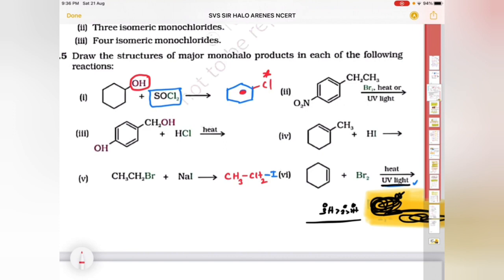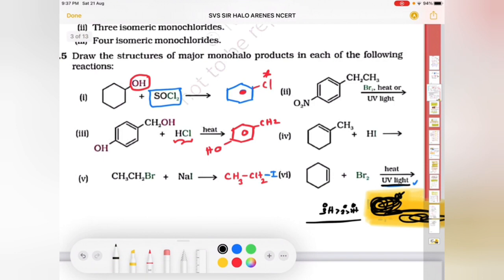Next one, if you observe very clearly, is reaction with HCl. Whenever you take reaction with HCl, this is the third example we are discussing. Reaction with HCl was given and heat was given. So the major product will be, simply we have to follow a substitution in the place of OH. So we are getting CH2, the other OH remains as it is, and here we are getting the Cl group.